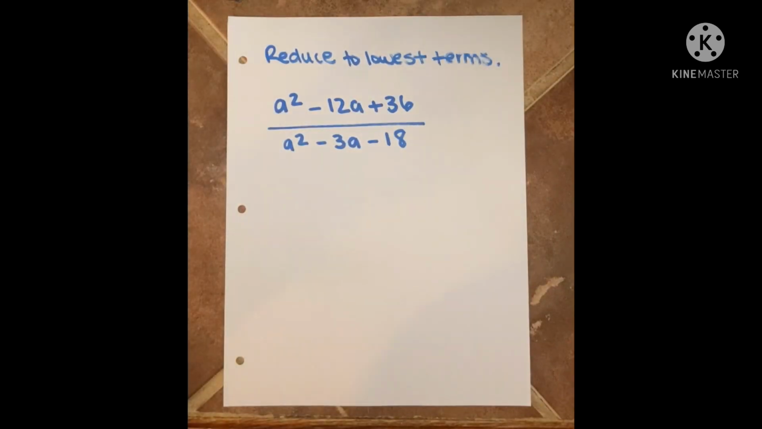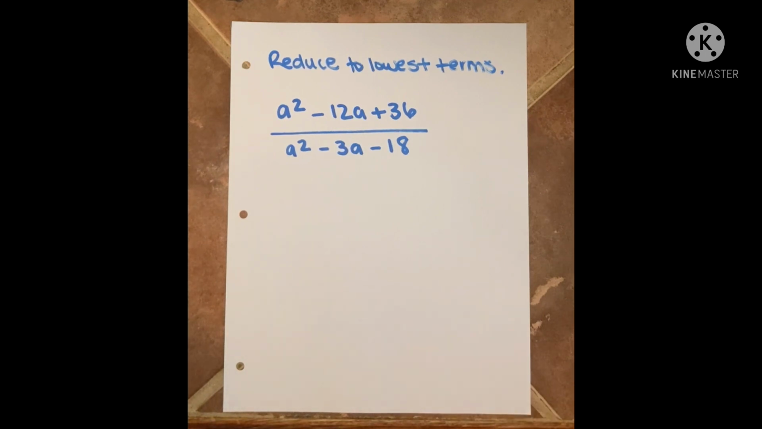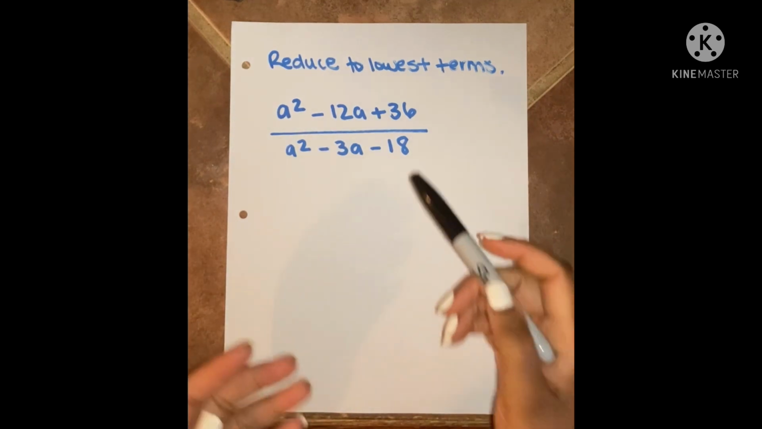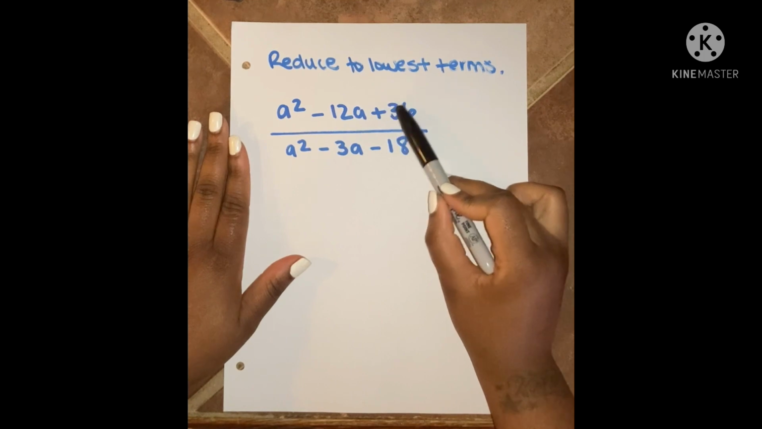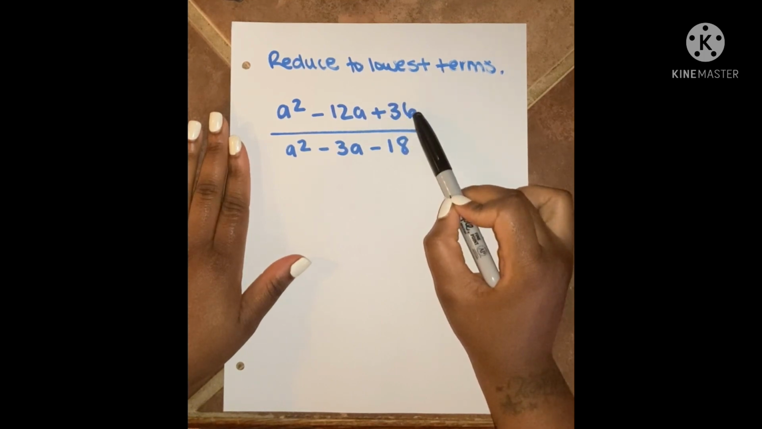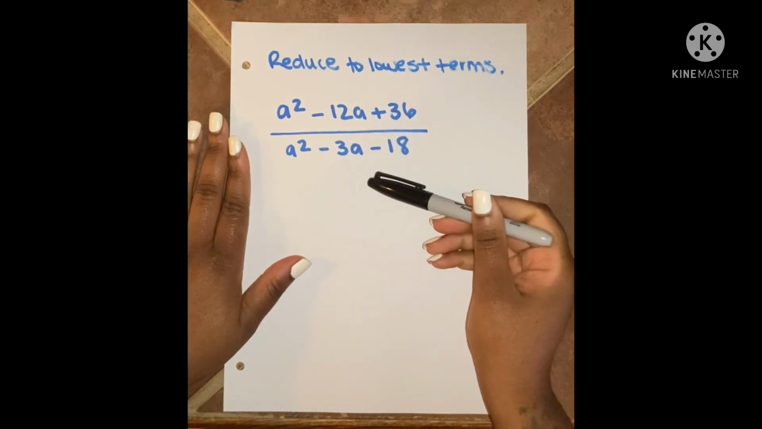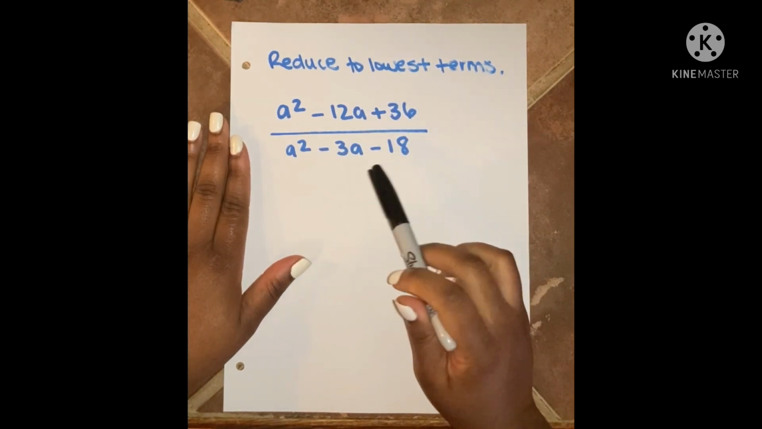Here we're going to reduce to the lowest terms by factoring. The first thing that we see is that we have two polynomials. We see that a is equal to 1, so all we have to do is figure out which two numbers multiply to give us 36 and which two numbers add together to give us a negative 12. And in the bottom polynomial, which two numbers multiply to give us a negative 18 and add together to give us a negative 3.